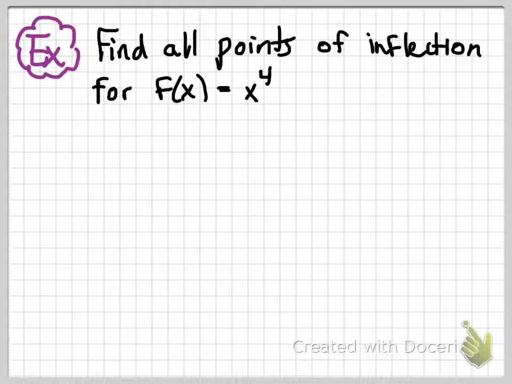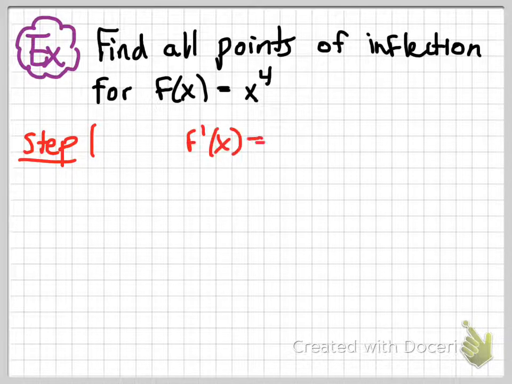So I have another example here for you, and you could pause the video and give it a try. It says find all points of inflection for f of x equals x to the 4th power. And we're going to try this one. We're going to go through our steps. So step 1 is we need 2 derivatives up. We've got to go to the second derivative. So step 1, let's find f prime of x with the power rule. X to the 4th will be 4x cubed.